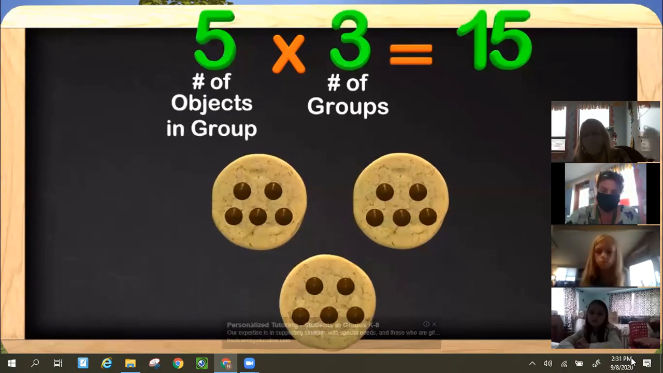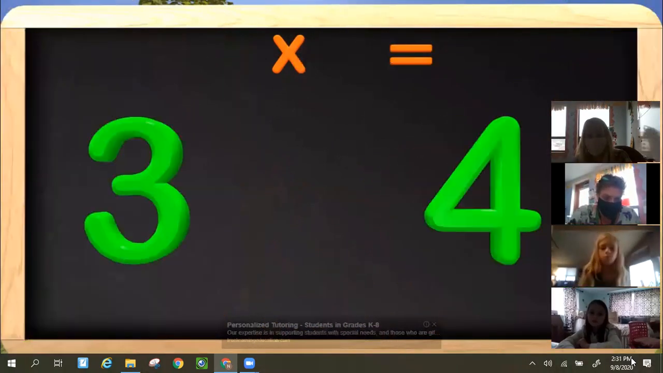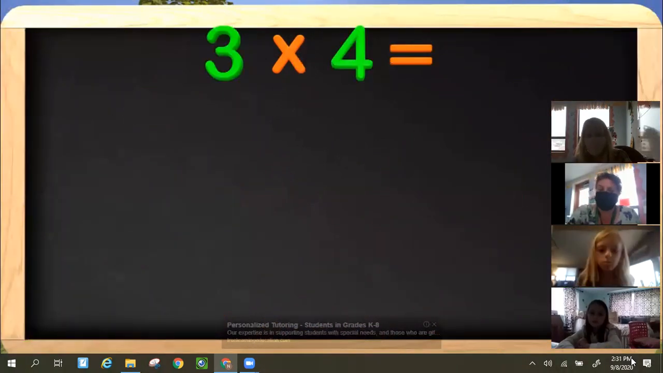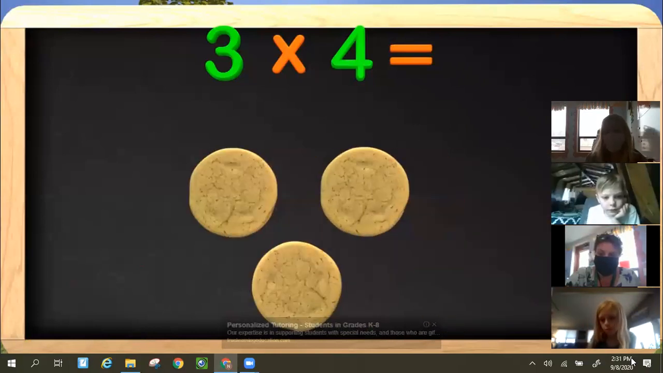Let's try a new problem. Here is 3 multiplied by 4. We are going to use a picture again to understand this problem. Here are 3 cookies, which shows us the number of groups. Can you tell me how many chocolate chips I should put on each cookie?